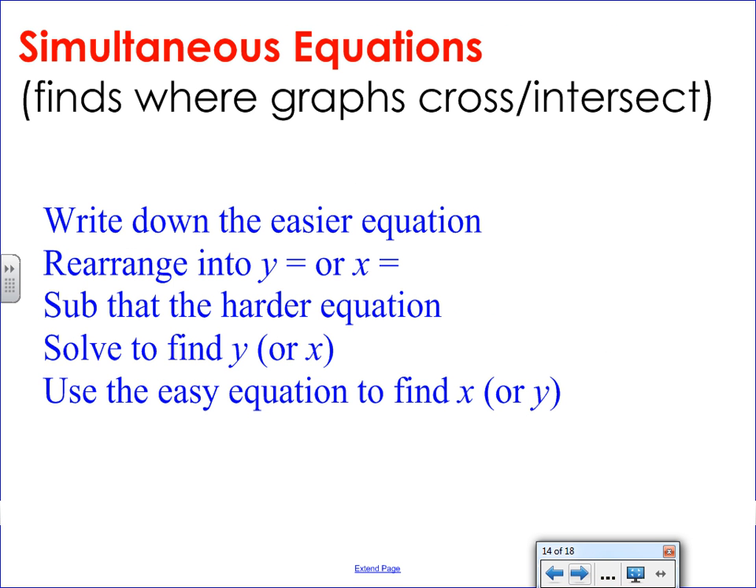Okay, I'm assuming that you did that previous one and got it right, so well done. And here is a summary for you to write down in your notes on how to solve simultaneous equations using the A-level method. You're going to write down the easier equation, rearrange it into y equals or x equals, it's up to you, sub that into the more complicated equation, solve that, and then use that in the easy equation. Always use the easy equation to find the other coordinate.